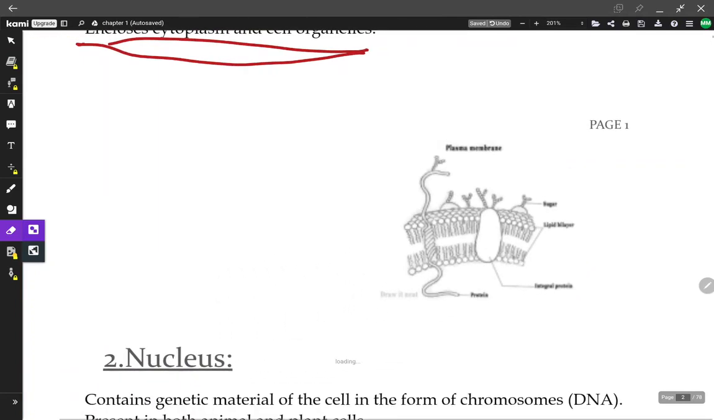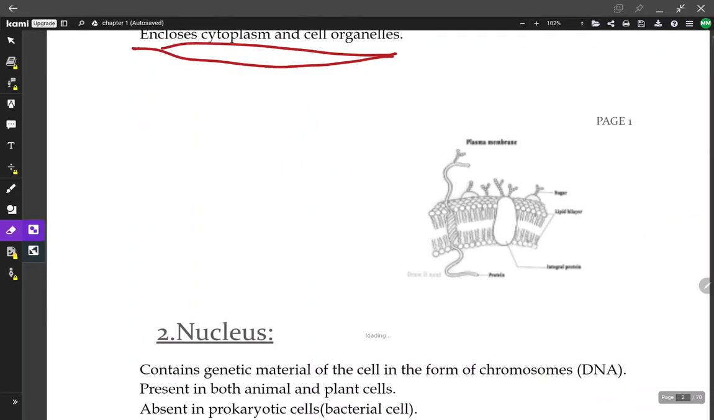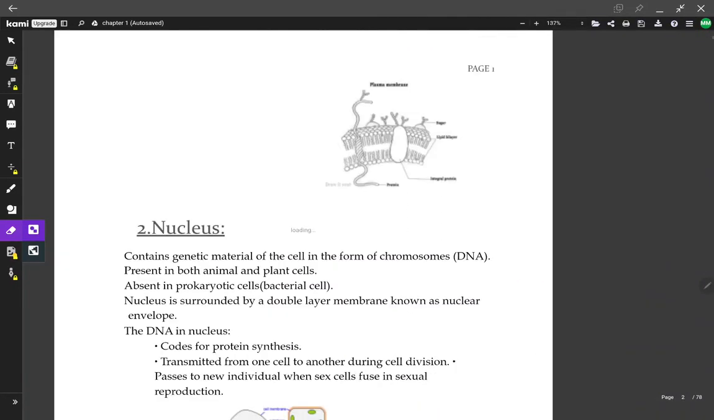You don't really have to know all the details about the plasma membrane phospholipid bilayer, because if you ever take A-level biology, you're going to know all of this in detail. Now we're going to talk about the nucleus.